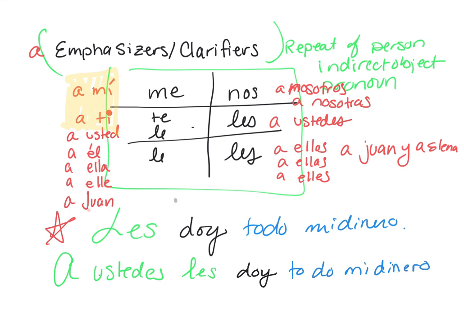Okay, so notice I did ustedes, the clarifier, in green. That's because les is your indirect object pronoun, but ustedes is your indirect object. Okay, so IOP, indirect object pronoun, and your indirect object. You're just saying it a second time in order to really clarify who that les is. We can do this if we choose to with indirect objects. We may never do that with direct objects.